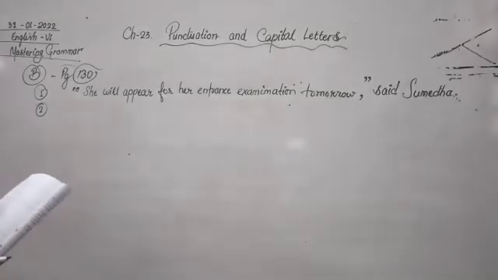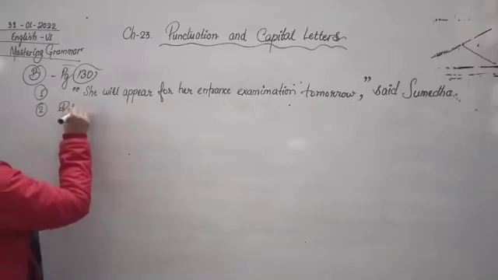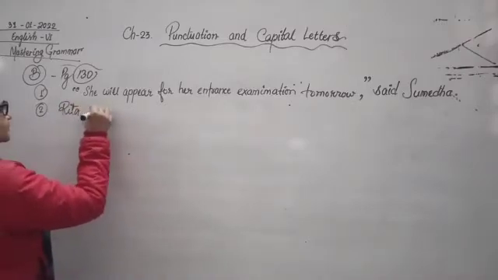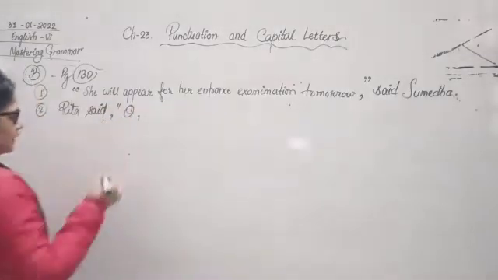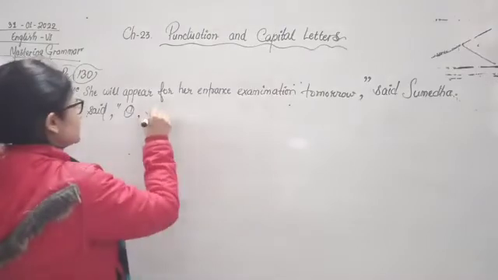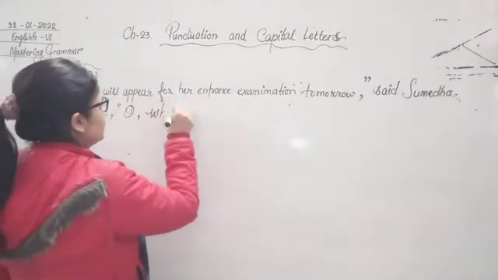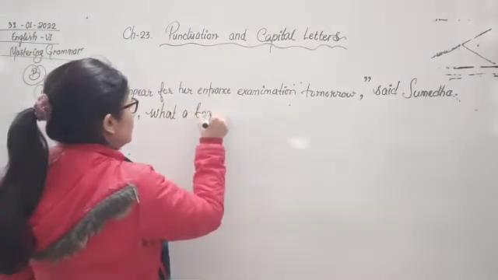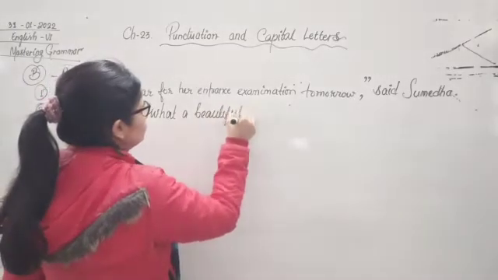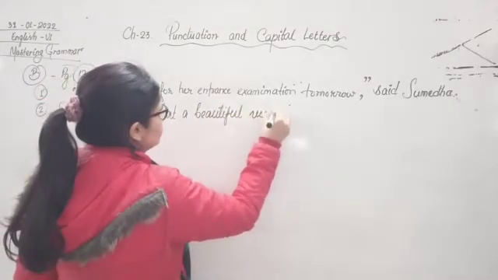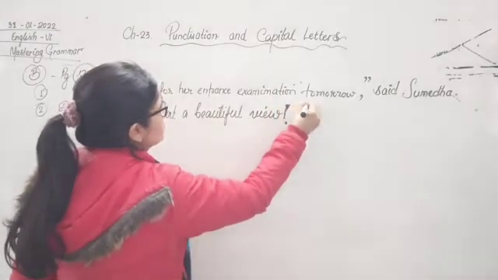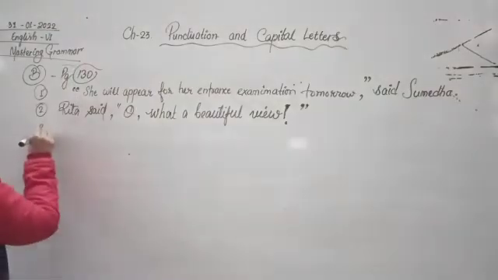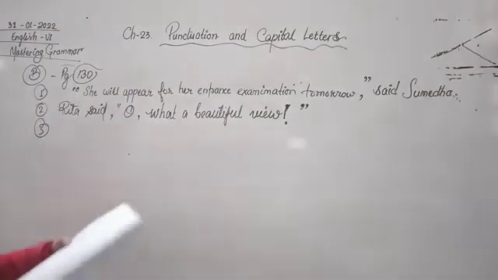Number 2. Rita said, oh, what a beautiful view. So again we have it in direct speech. So Rita said, comma, then quotation open. Oh, after oh you have to put a comma. What a beautiful view. Then we have an exclamation mark right here and then we close the quotation.